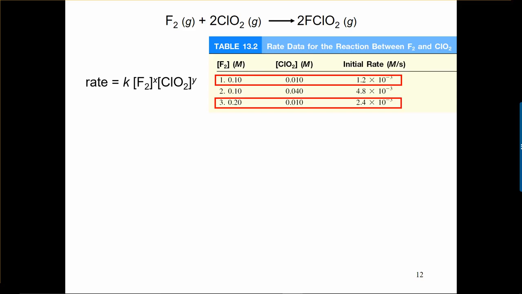Now, looking at experiment 1 and experiment 3, the F2 is changed from 0.1 to 0.2, so I doubled it. And for the chlorite ion, it stayed the same, 0.01 to 0.01. So that's what you need. You need to keep something the same, and you need to change the other thing. That's how I can individually determine how F2 is affecting the rate, or how ClO2 is affecting the rate. I have to hold something constant and change the other thing. So I doubled the F2 from experiment 1 to experiment 3. What did that do to the rate? The rate also doubled.